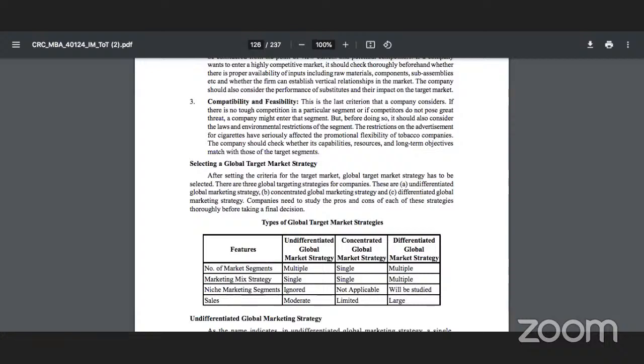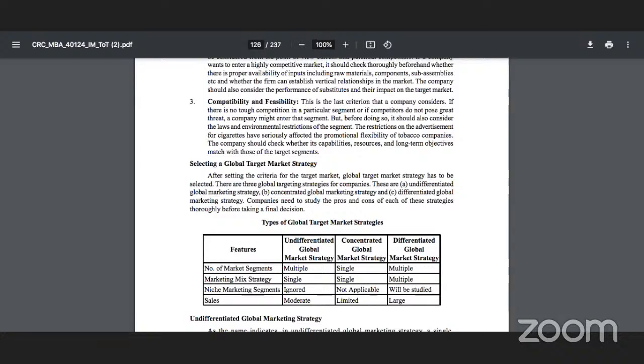The next factor that is important here is compatibility and feasibility. So this is the last criterion that a company considers. When talking about compatibility and feasibility, a company might decide to enter a market where there are no serious competitors, or if there is no tough competition in a particular segment. But before doing so, it should also consider the laws and environmental restrictions of that particular segment. The company also needs to understand why there are so few players in that market, or why there is no tough competition.